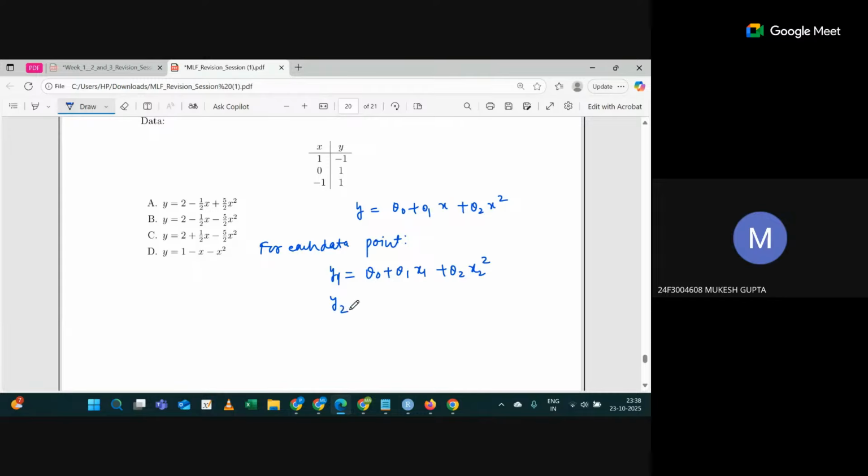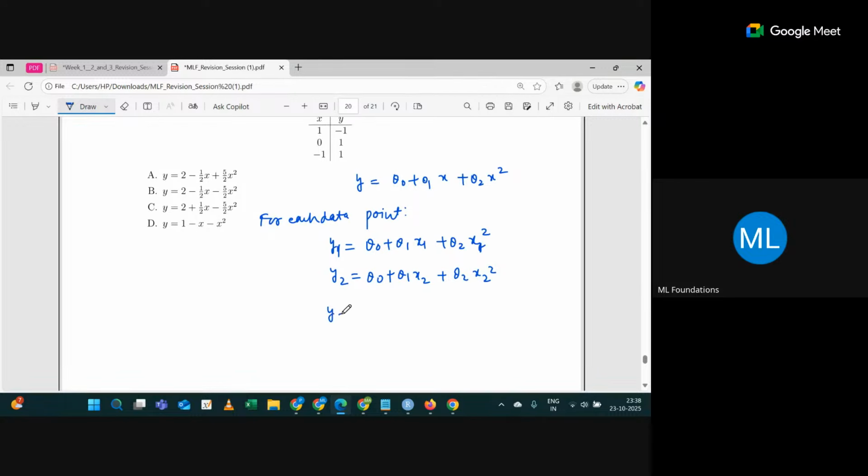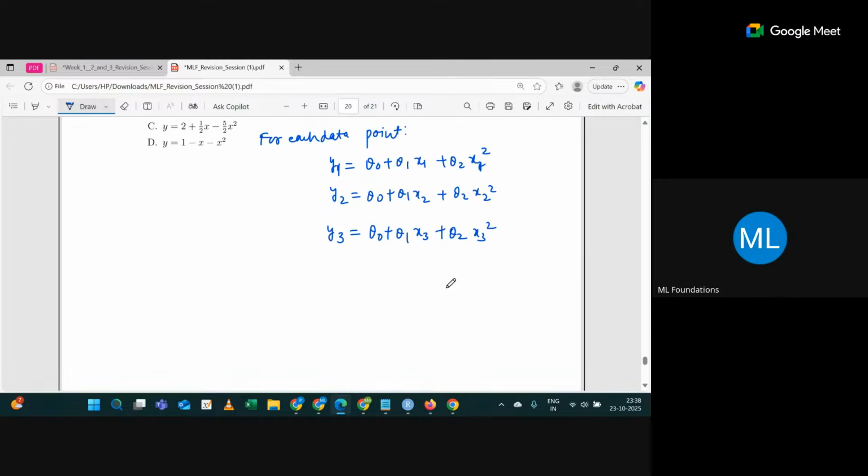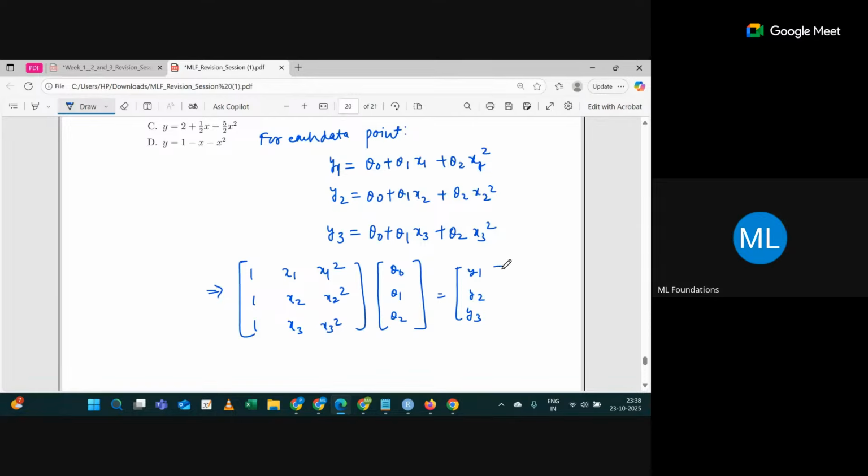y2 equals theta naught plus theta 1 x2 plus theta 2 x2 square, and then y3 is equal to theta naught plus theta 1 x3 plus theta 2 x3 square. So far so good. Okay, now can I write this in matrix form as rows 1 x1 x1 square, 1 x2 x2 square, 1 x3 x3 square, times theta naught, theta 1, theta 2, equal to y1, y2, y3? Would you agree with me?